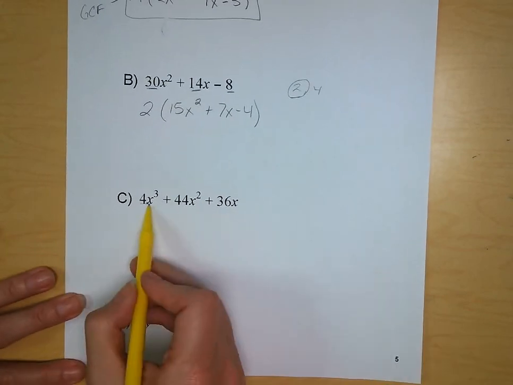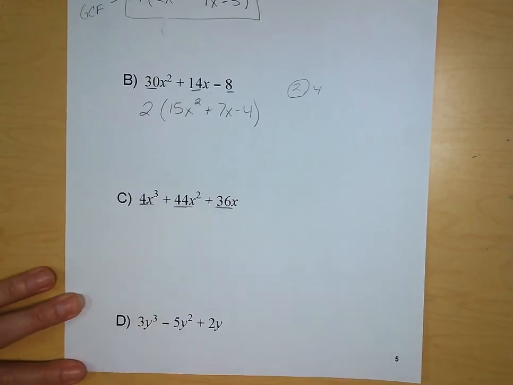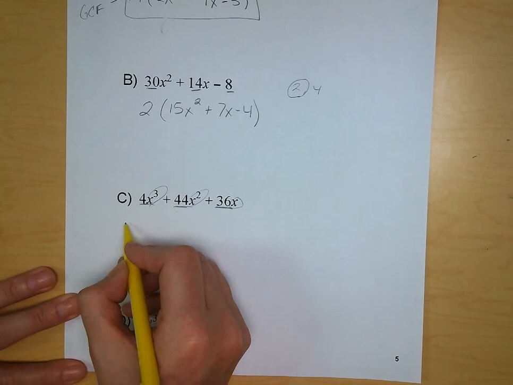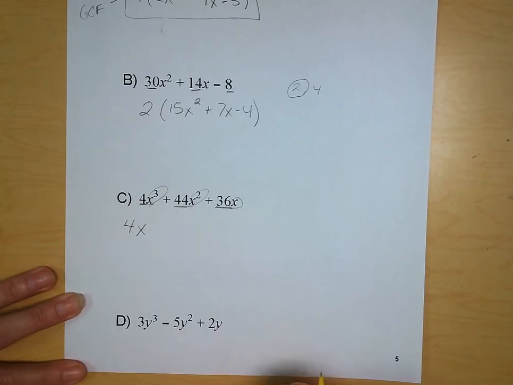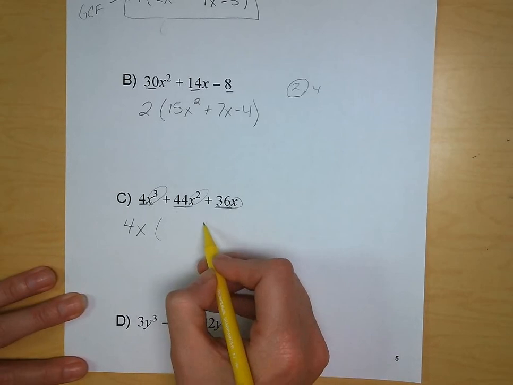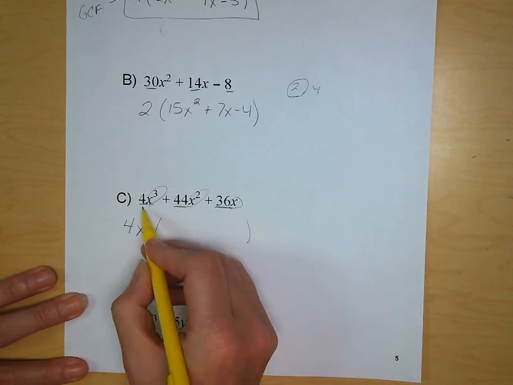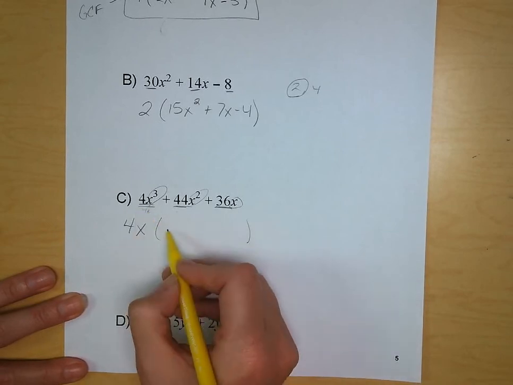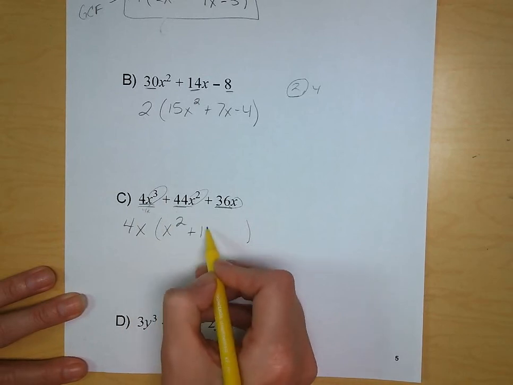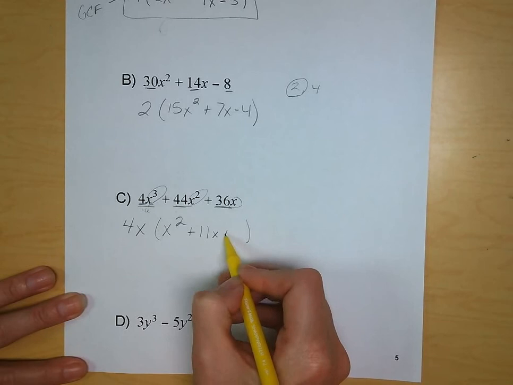Next up, we've got 4x to the third plus 44x squared plus 36x. Well, I see that I can take out an x term in each one of those. So we can do that. And we can take out a 4 as well. So the first term, we divide that by 4x. We're left with x squared plus 11x plus 9.